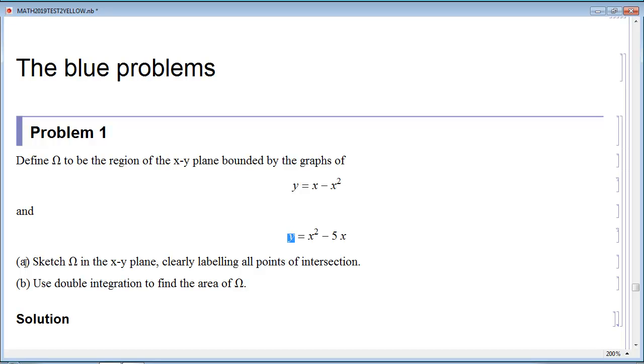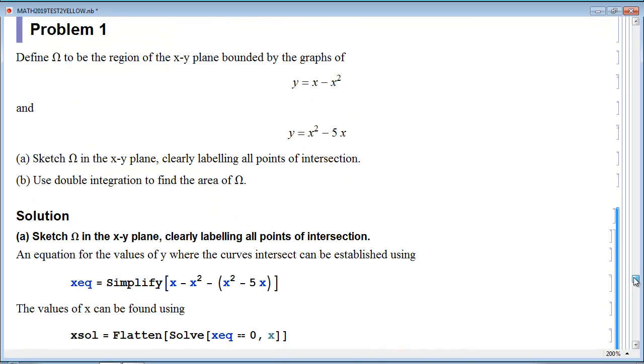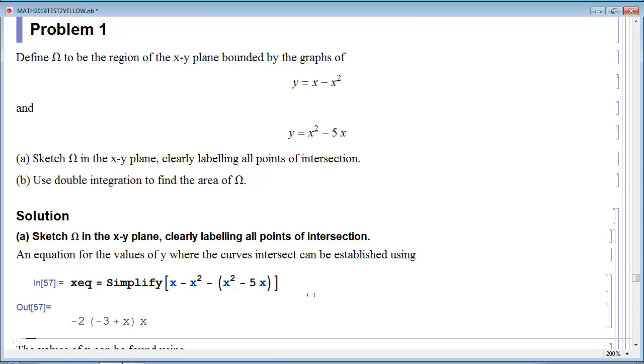We're asked to sketch the region omega, clearly labeling all the points of intersection. And then we want to use double integration to find the area of the region. So let's get started. The curves will intersect when the two values of y are equal, so we subtract those two expressions. And we can see that the result is a quadratic polynomial with zeros x equals 0 and x equals 3.